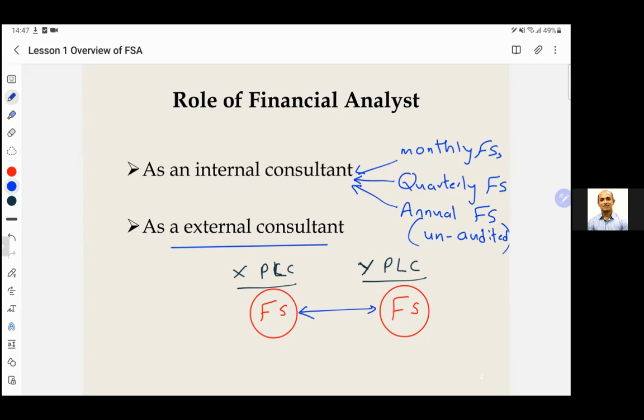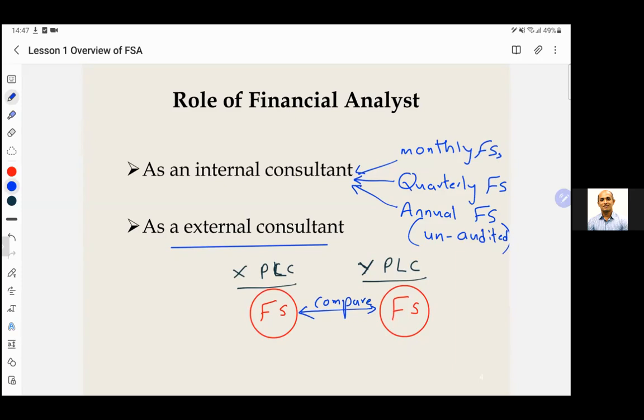So you are going to compare the financial results of two companies. But before doing the analysis, you have to make sure these two companies' financial statements are comparable.